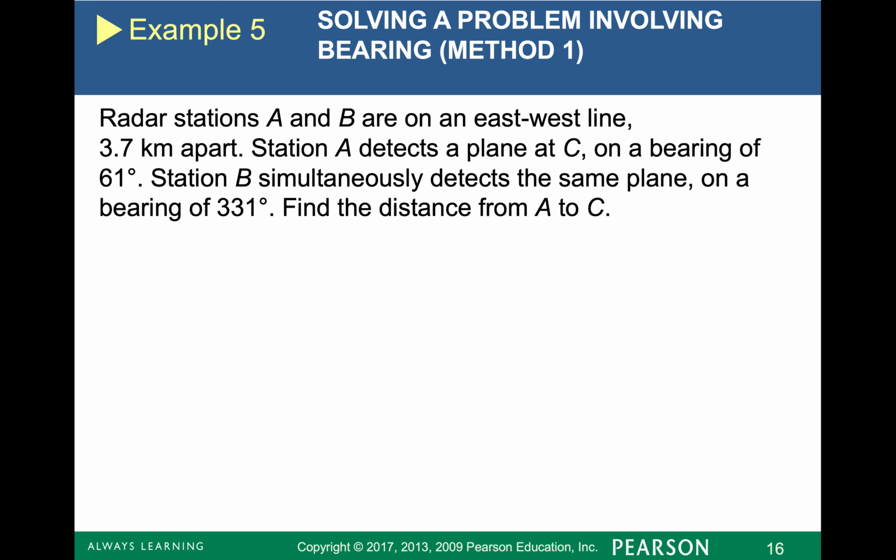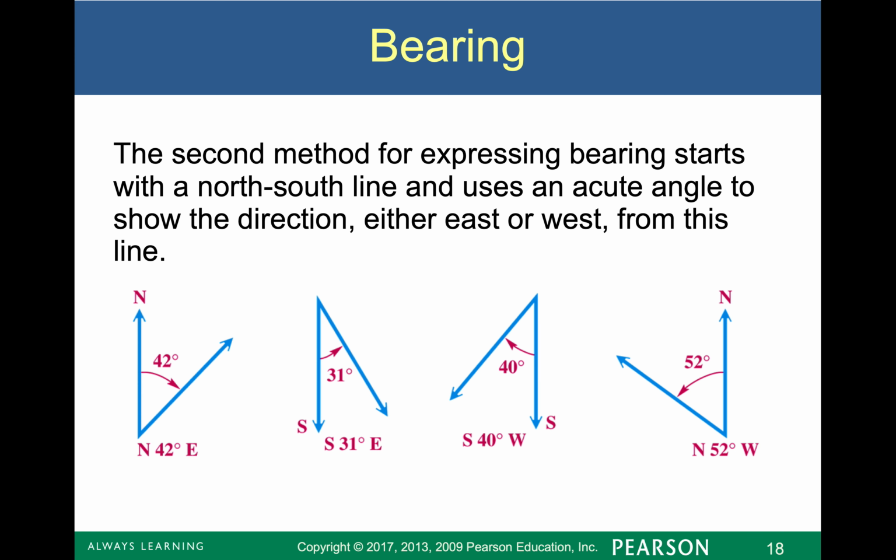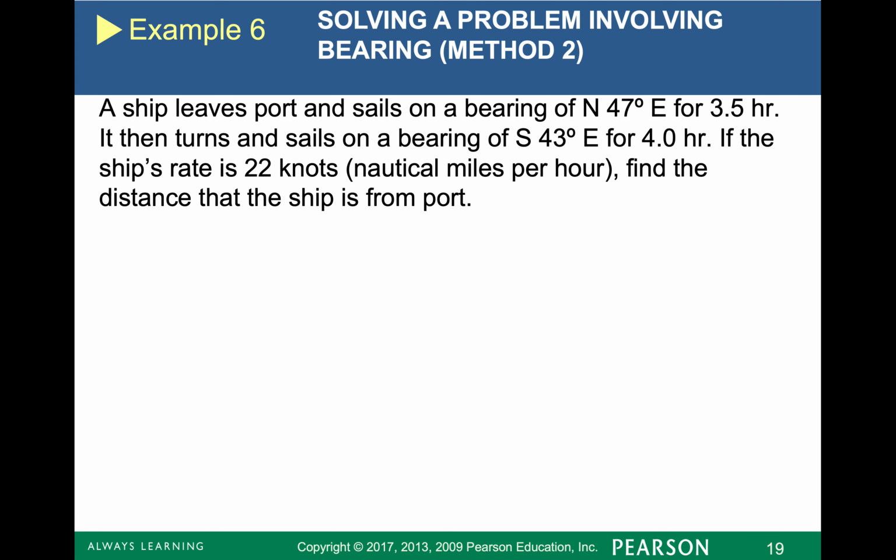If I want to find cosine of 29, that's going to be my adjacent over my hypotenuse. I'm going to multiply both sides by 3.7, and I'm going to get 3.2. It is very, very critical that you sketch the drawing so that you can draw your angles correctly. The other method for measuring a bearing is slightly different. It goes from the north-south. I don't advise doing this. I advise doing it the traditional way.